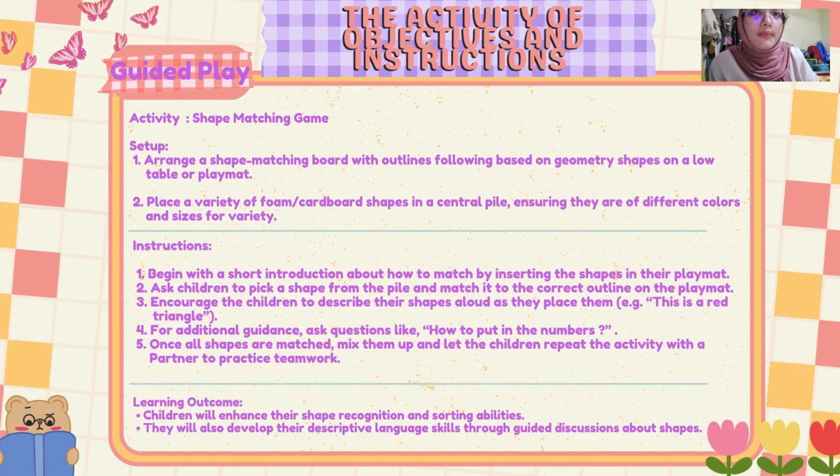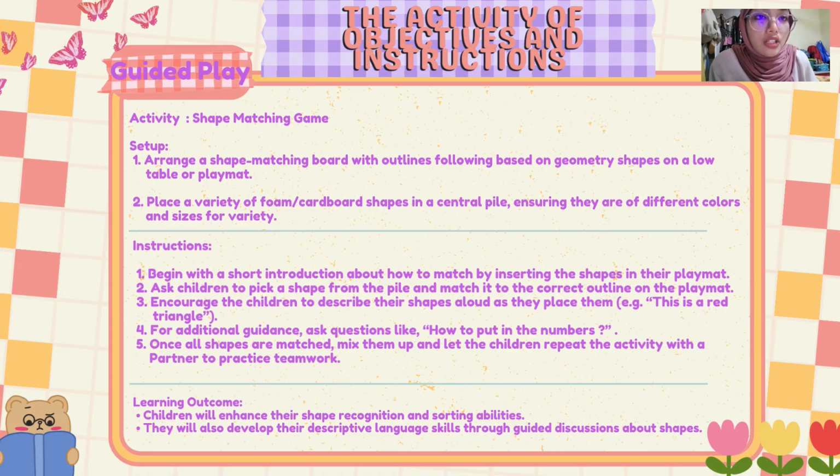For the setup, firstly, arrange a shape matching board with outlines based on geometric shapes on a low table or playmat. Secondly, place a variety of foam or cardboard shapes in a central pile, ensuring they are of different colors and sizes for variety.